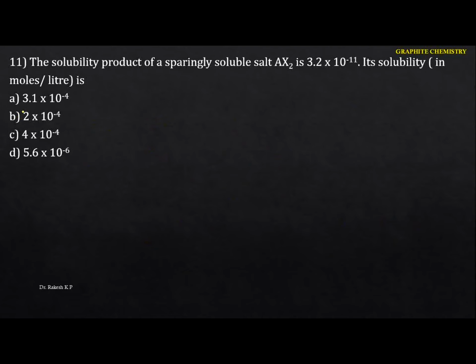The solubility product of a sparingly soluble salt, that is AX2, is 3.2 into 10 to the power of minus 11. Its solubility in moles per liter. Okay, just go to this one here. Now we have to calculate the solubility product. This is AX2. See how does it undergo dissociation? This will give A2 plus and 2X minus. I'm going to write this as S, and this will be 2S.